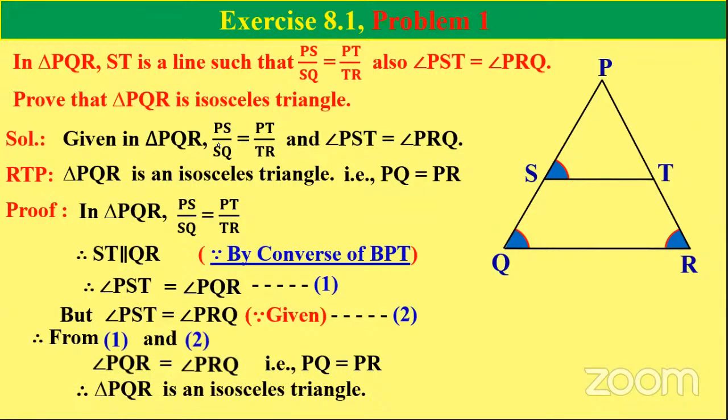For this, just before the beginning, I explained a statement: in a triangle, if two angles are equal, then the sides opposite to them are equal in size. According to that statement and the converse of the BPT statement, we have completed this problem.